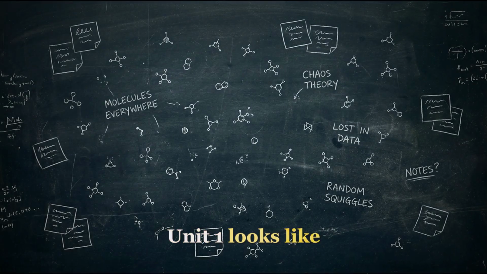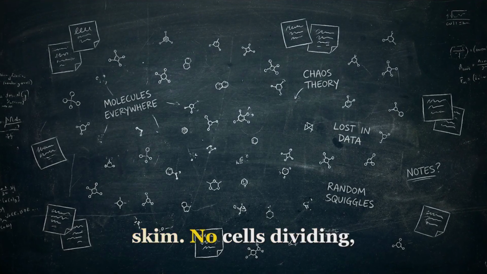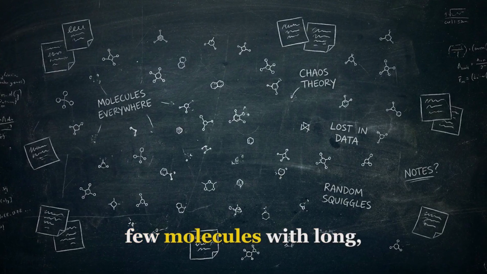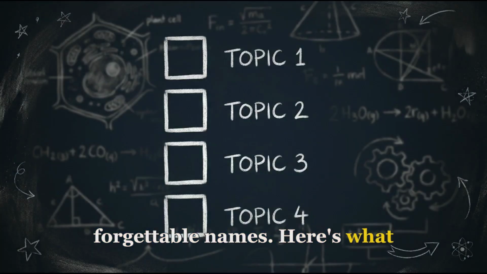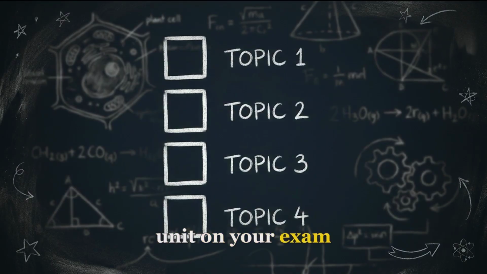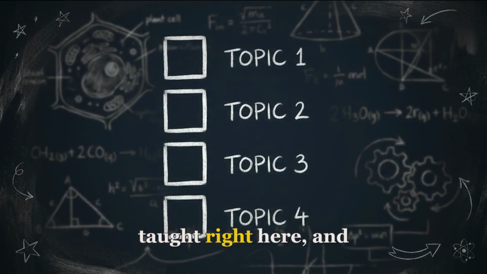Unit 1 looks like the unit you can skim. No cells dividing, no DNA unwinding, just water, carbon, and a few molecules with long, forgettable names. Here's what that skim actually costs you. Almost every later unit on your exam quietly leans on something taught right here.